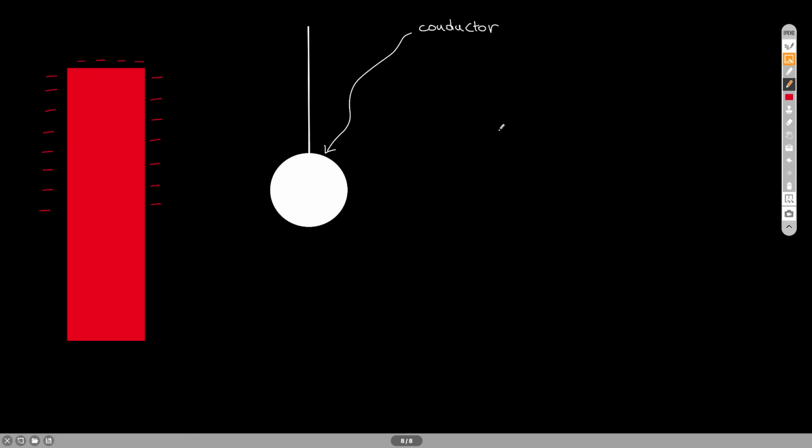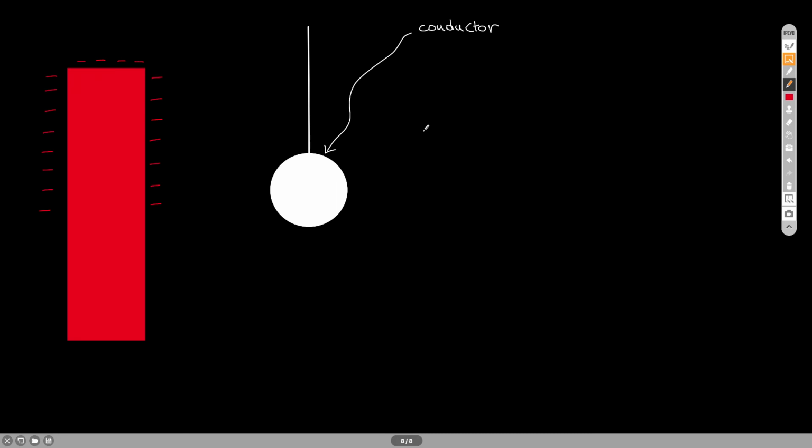In this video, I will show you what happens when you bring a charged object near another conducting object. So here what I have is a thread, a string, and here you can think that I took a piece of foil and I made it into a sphere, and then I brought a charged rod near this conducting sphere.